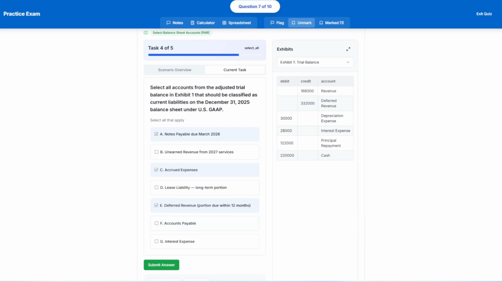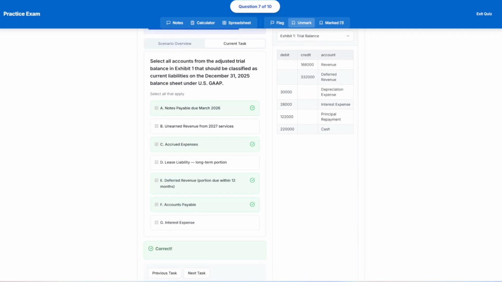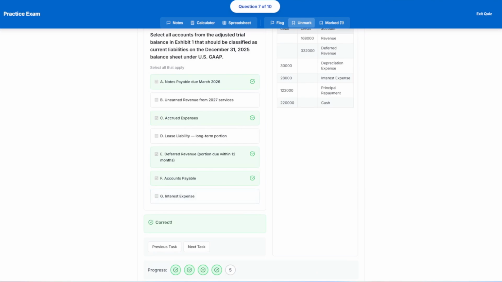Option F, accounts payable. These are classic short-term obligations, usually paid within weeks or months. So yes, definitely current. Option G, interest expense. Now this is a trick option. Interest expense is an income statement account, not a liability, so it doesn't belong in this classification at all. So the correct current liabilities are A, C, E, and F. That's your answer. And just as important as selecting the right items is knowing why the wrong ones don't belong.